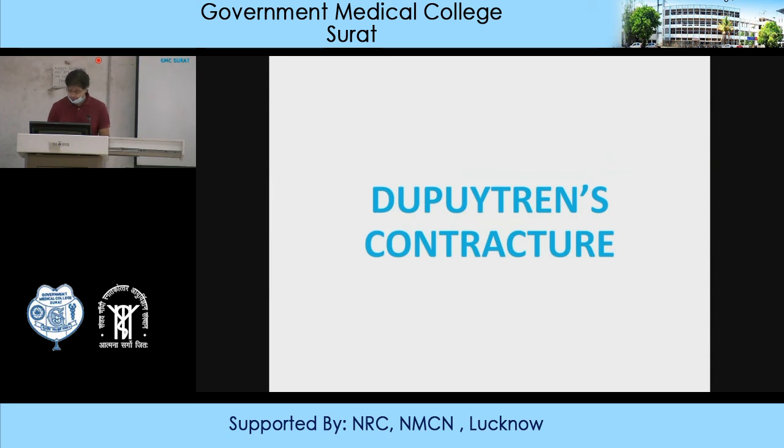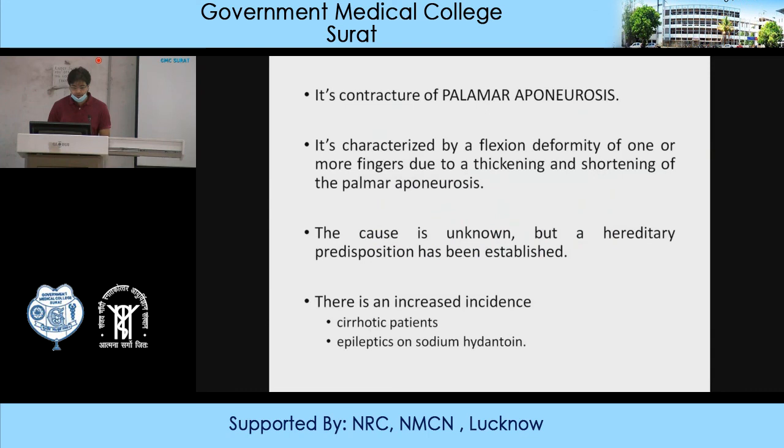Next is Dupuytren's contracture. It is a contracture of the palmar aponeurosis, characterized by flexion deformity of one or more fingers due to thickening and shortening of the palmar aponeurosis. The cause is still unknown, but hereditary predisposition has been established. Increased incidence has been noted in cirrhotic patients and epileptic patients who are on sodium valproate.